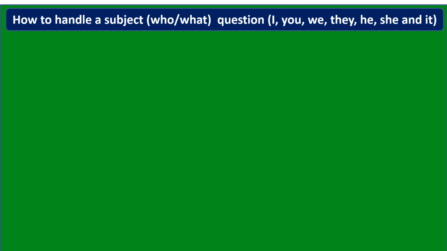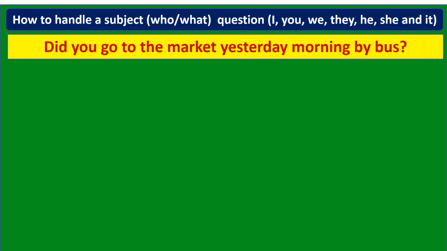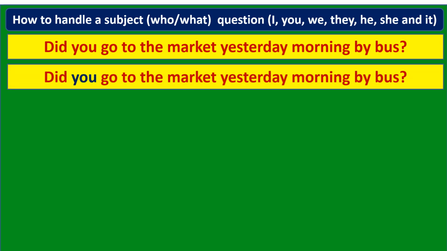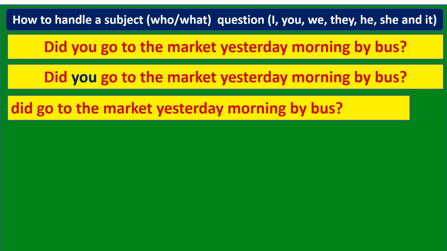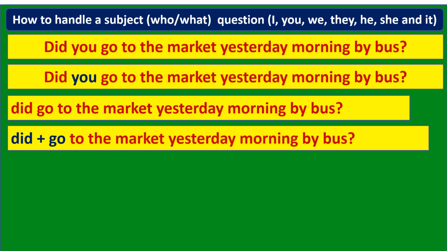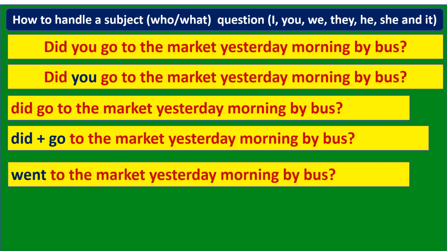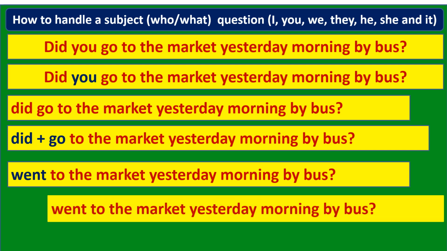Now let's see how to handle the who question. So there also you have to write the yes no question. Now here you answers the who question. Take that out and put the other words in the same order. Did go to the market yesterday morning by bus. Here did and go come together. So if they come together or come one after the other, you have to put them together. And what do we get if you put did and go? You get went. Went to the market yesterday morning. So those are the remaining part of the yes no question.